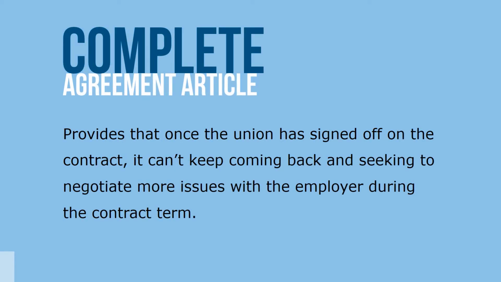A complete agreement article is important in your union contract because it provides that once the union has signed off on the contract and the employer has done likewise, it can't keep coming back to seek to negotiate more issues with the employer during the contract term.